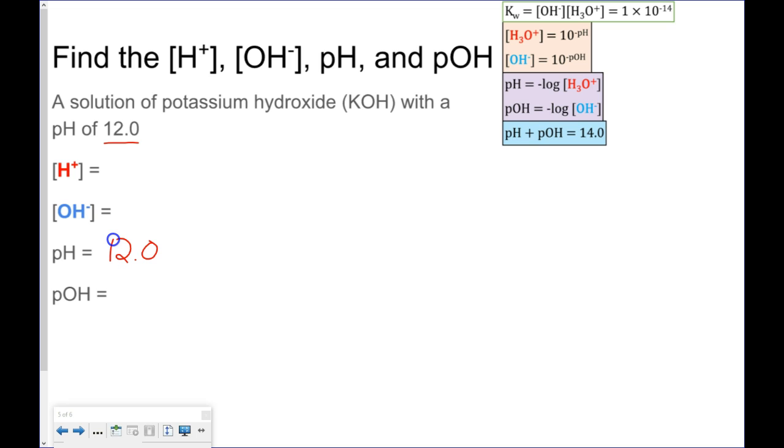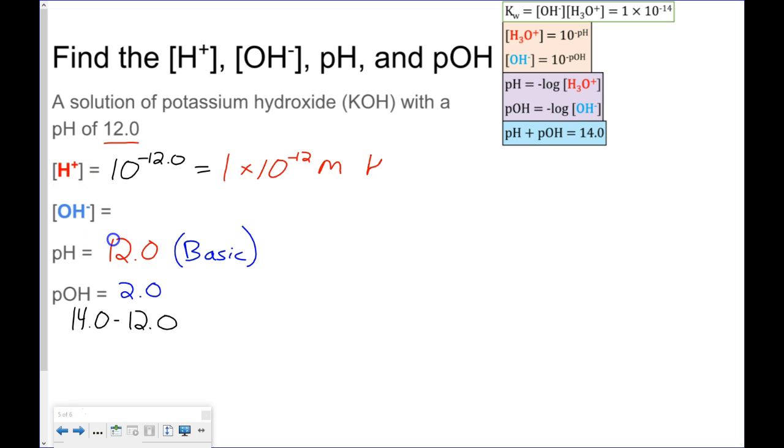All right, pH of 12.0, that means it's going to be a base because it's above 7. pOH is going to be 14 minus that, so 14 minus 12 is going to give me a pOH of 2.0. The hydronium concentration, 10 to the negative 12th, that's going to be 1 times 10 to the negative 12th molar, and the concentration of hydroxide is going to be 10 to the negative 2nd, or 1 times 10 to the negative 2 molar hydroxide concentration.